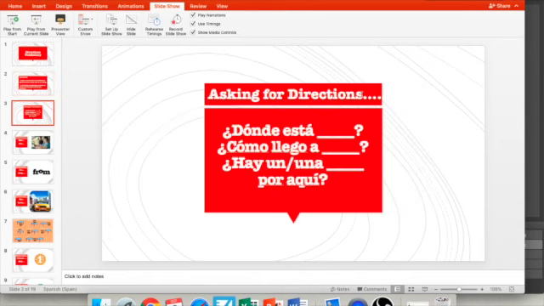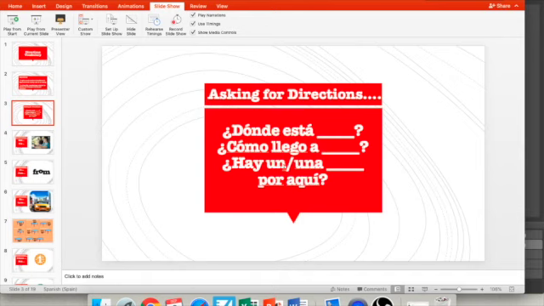As far as asking for directions, you can fill in all of these blanks here with a place to ask where something is located. So, ¿dónde está? In whatever place. So, ¿dónde está el banco? Where is the bank? ¿Dónde está? Where is? ¿Cómo llego a place? So, ¿cómo llego al banco? How do I get to the bank? ¿Cómo llego a? How do I get to?